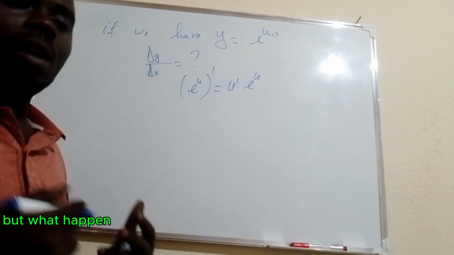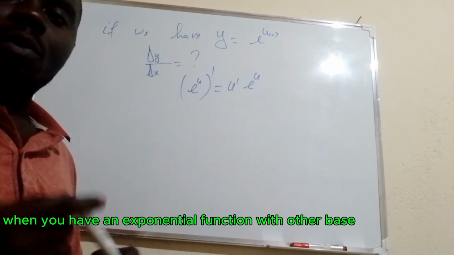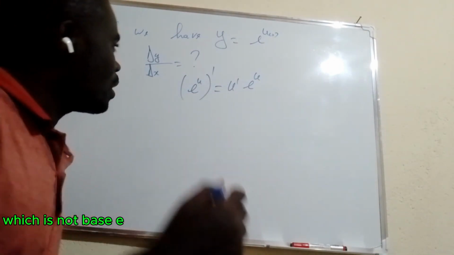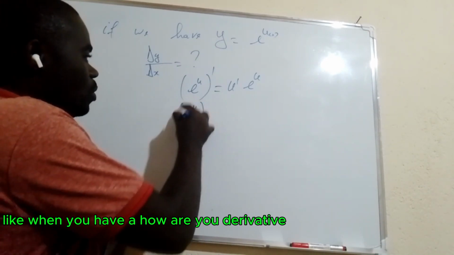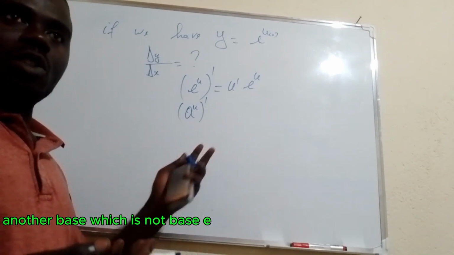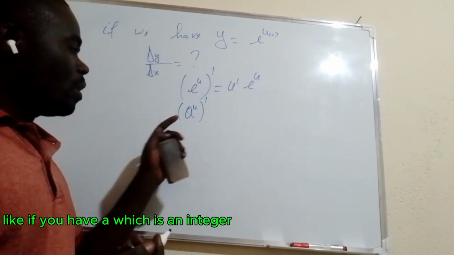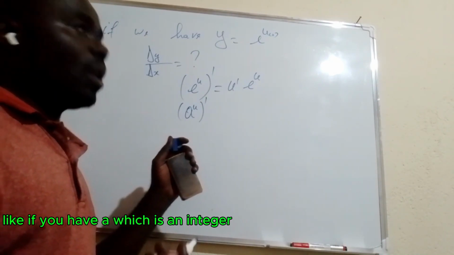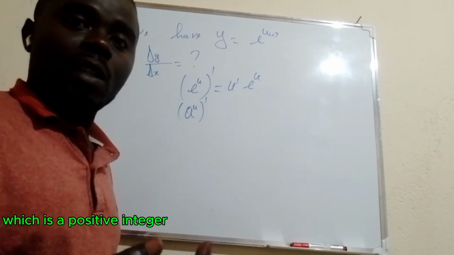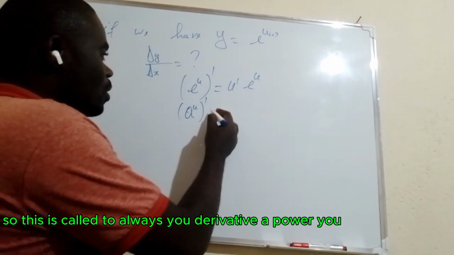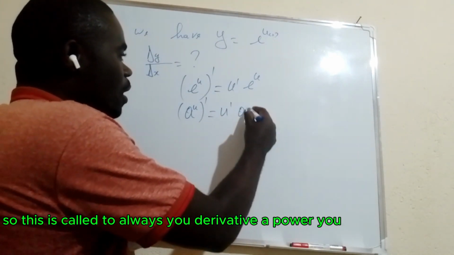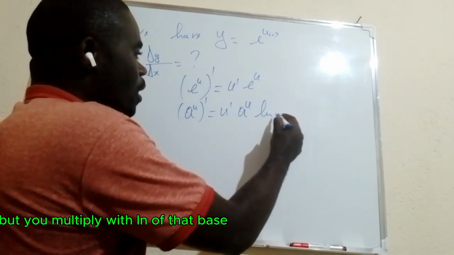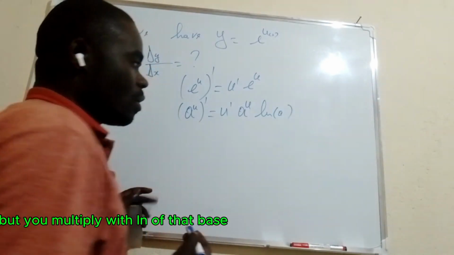But what happens when you have an exponential function with another base which is not base e? Like when you have a power u, another base which is not base e. Like if you have a, which is a positive integer, this is equal to always u derivative times a power u, but we multiply with ln of that base.